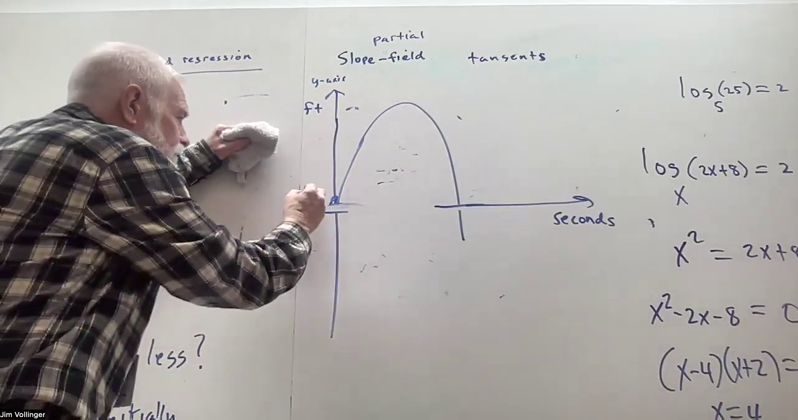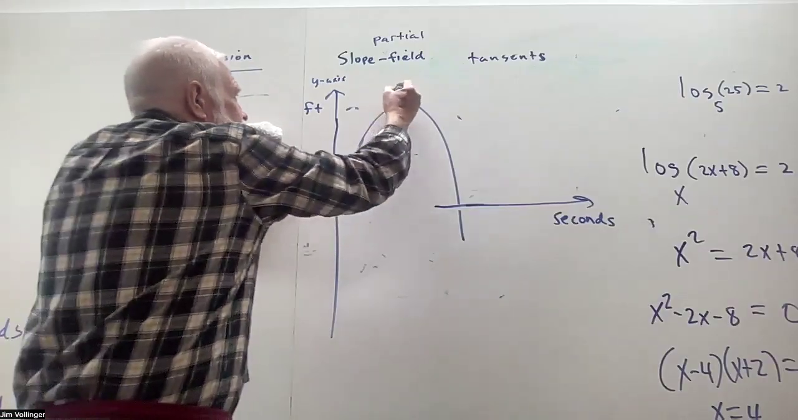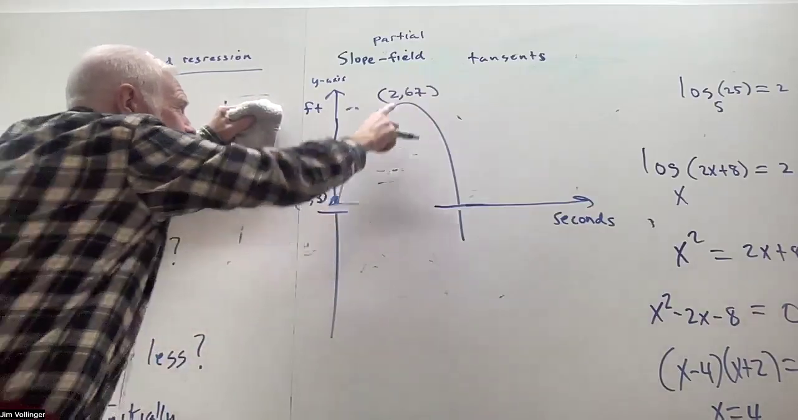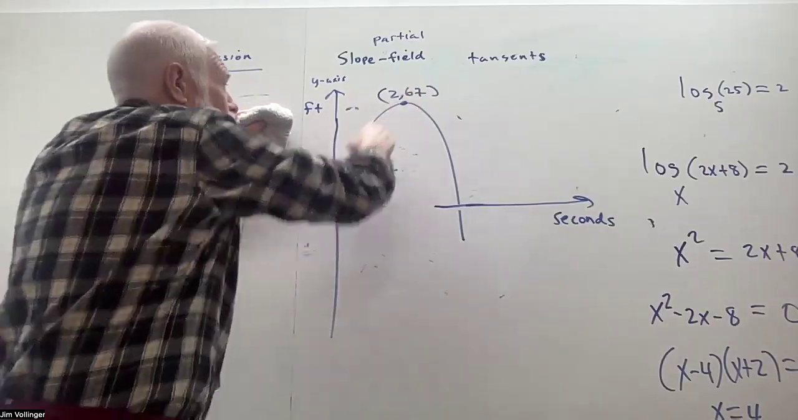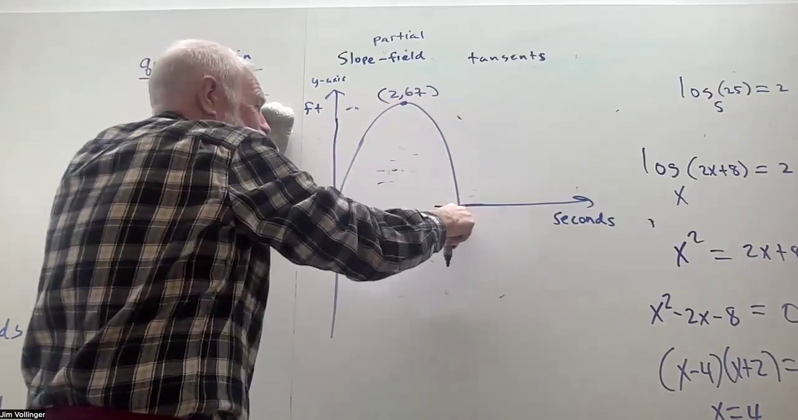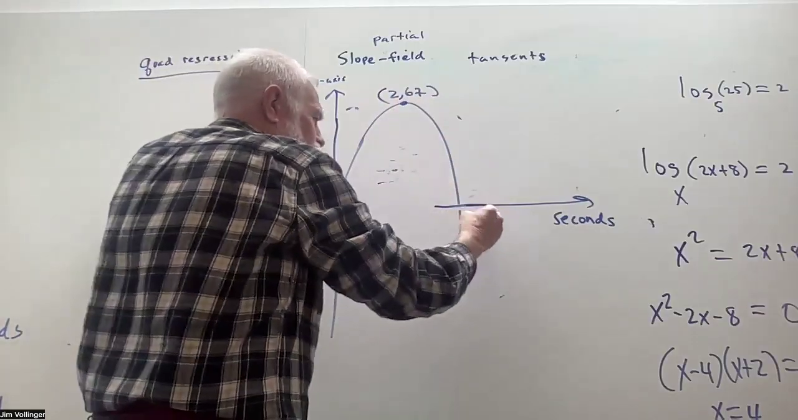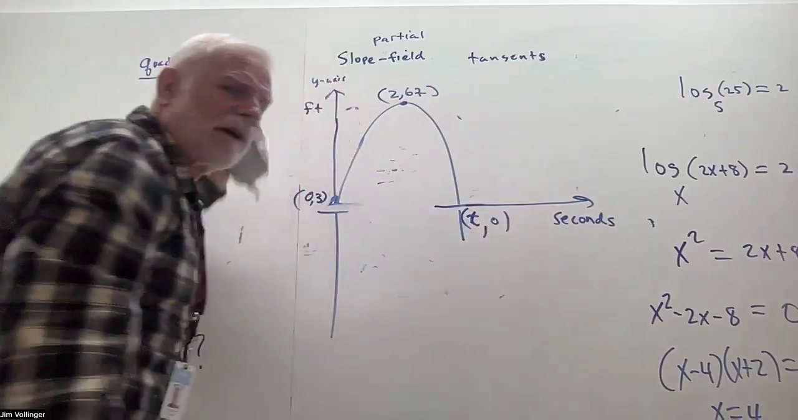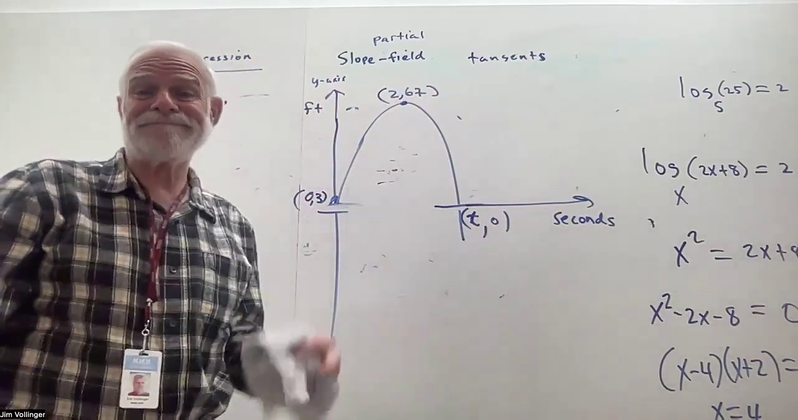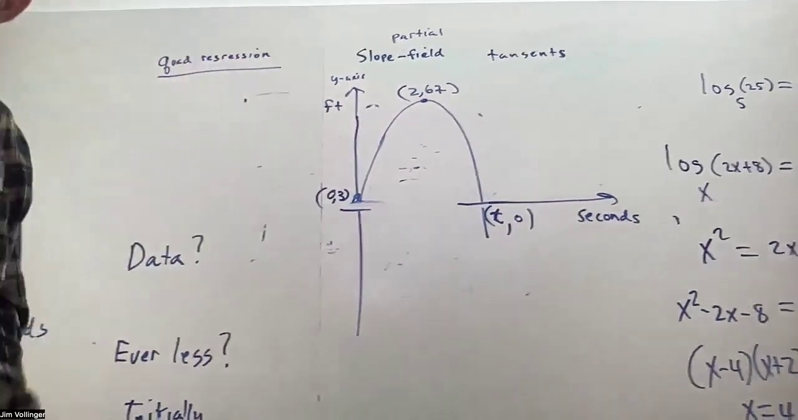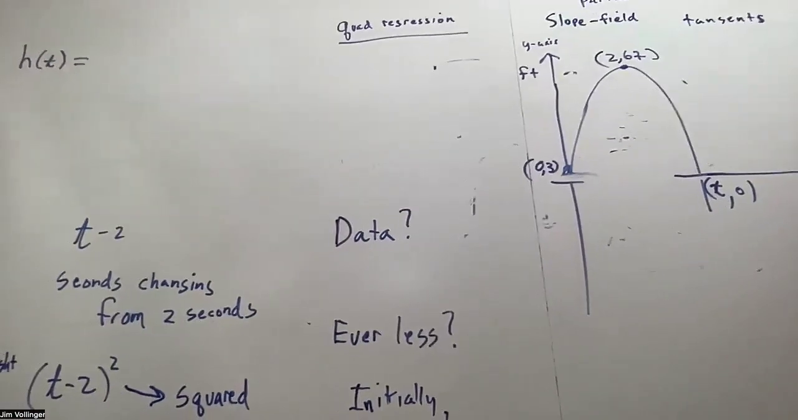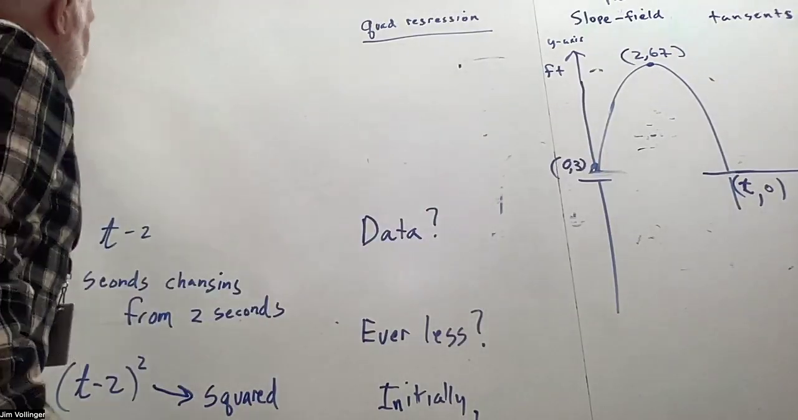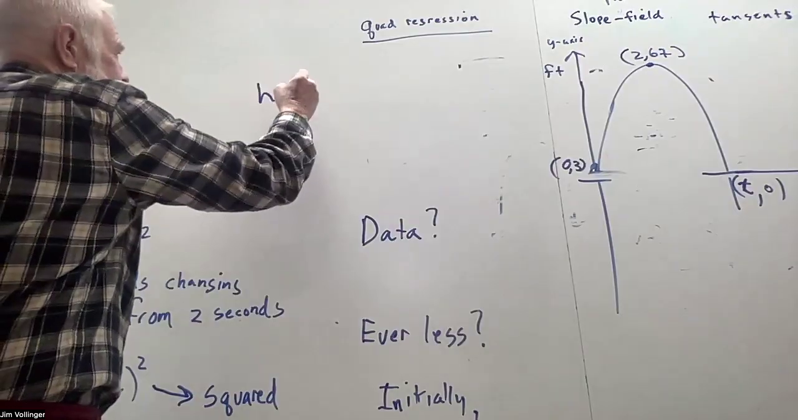So 0, 3, 267. All right, and so how do I get from here to here? I go up. How do I get from here to here? I go down, and I don't know what time this thing hits the ground, but I'm going to find out because we're going to analyze it. So what's the first thing that I'm hoping people can do? I'm hoping people can write that equation, height as a function of time.